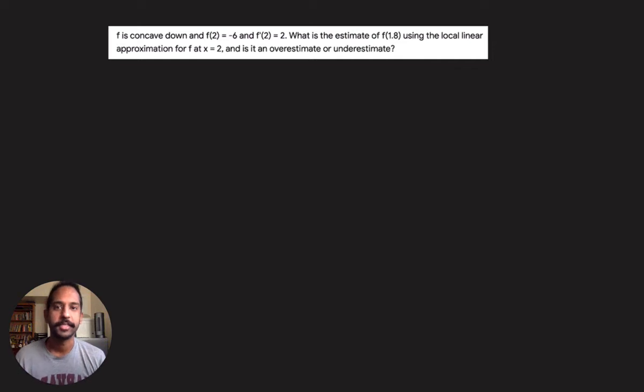I'm going to sail through this example because it's just like the previous one. In this case, f is concave down, and we have two values: f of 2 equals -6, and f prime of 2 equals 2. What is the estimate of f of 1.8 used in local linear approximation?